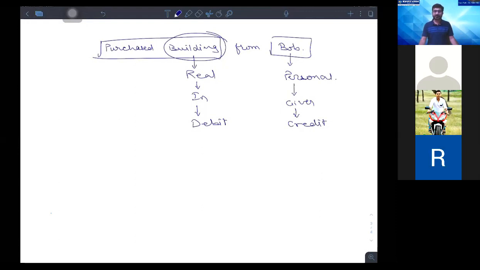Hello, sir. Yeah, Dheeraj, go ahead. Sir, the purpose is given, na, purchase building. So we can write purchase account debit to Bob.